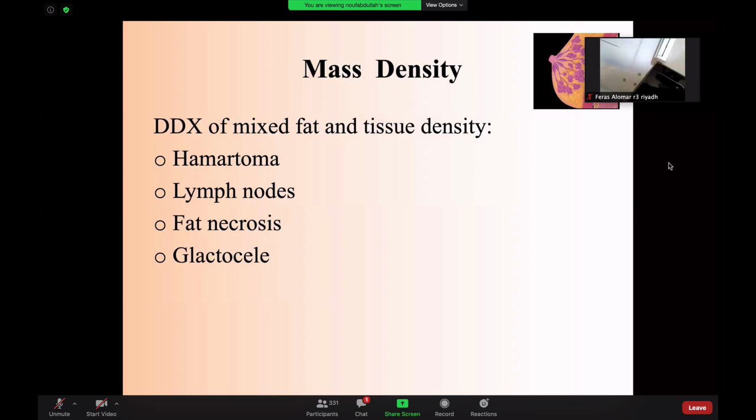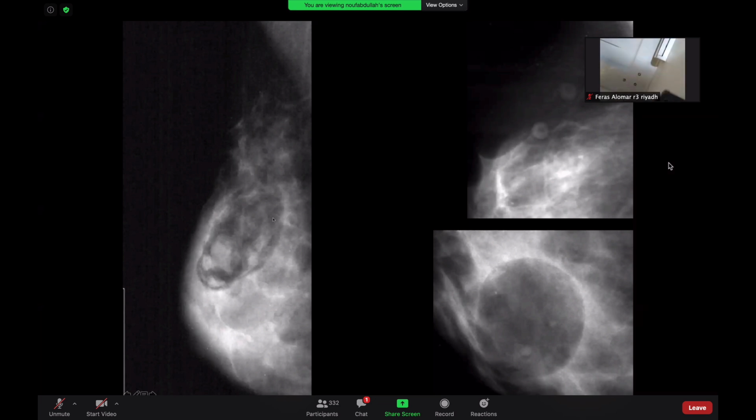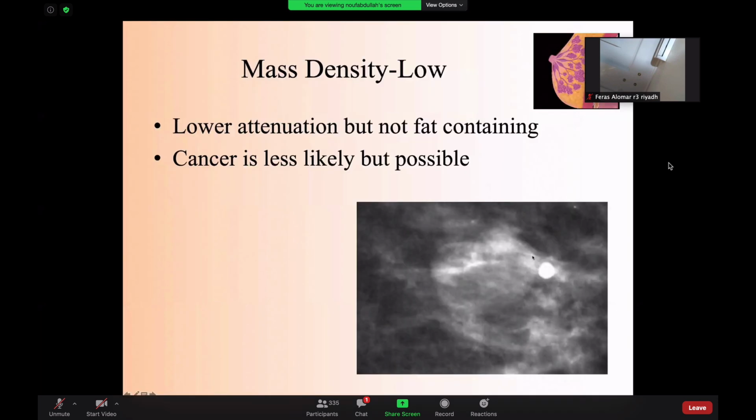If you have mixed fat and tissue density: hamartoma, lymph node, so you always look for the kidney shape of an intramammary lymph node, fat necrosis, or galactocele. And this is just an example of these fat-containing lesions. You see there is a well-defined oval-shaped lesion with dense areas within it, a fat component. This is typical of hamartoma. Once I see that, it's a BI-RADS 2. This is just a lipoma. This is a kidney-shaped or rounded lesion with a central fat-containing area, in keeping with an intramammary lymph node. All of these findings are BI-RADS 2.